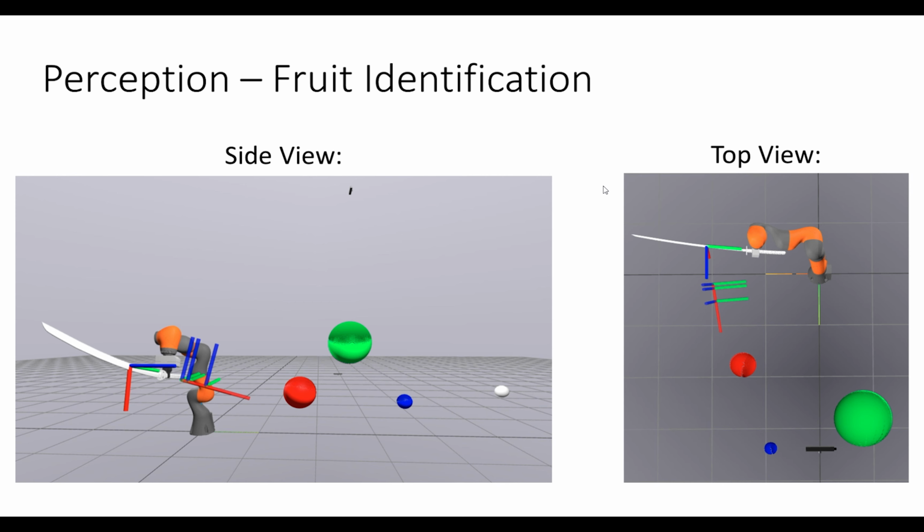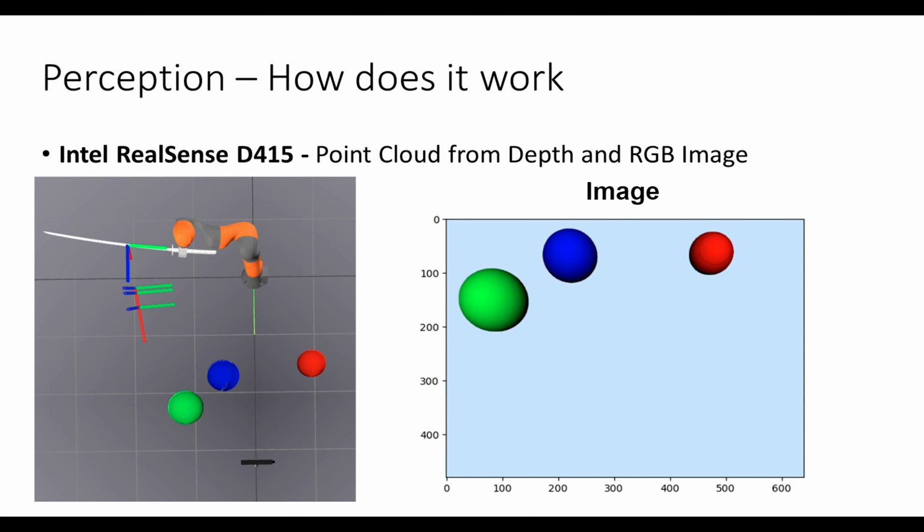Okay, so now we'll be focusing on the perception system, which is used to identify and track fruits as they are launched towards the robot. So as I said, we have an Intel RealSense camera, which is an RGBD camera. We can extract the point cloud given the RGB and the depth images. And so given this image here, we can then extract the point cloud. Given the fact that all the fruits are different colors, we can then filter these point clouds to then identify the points corresponding to a specific fruit.